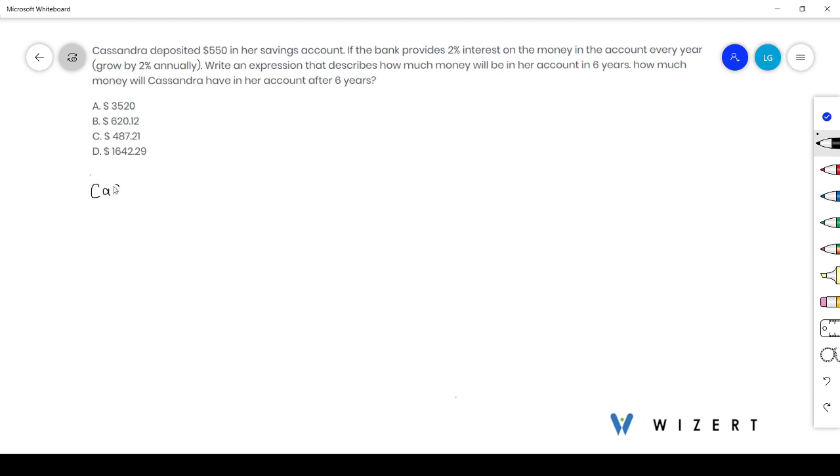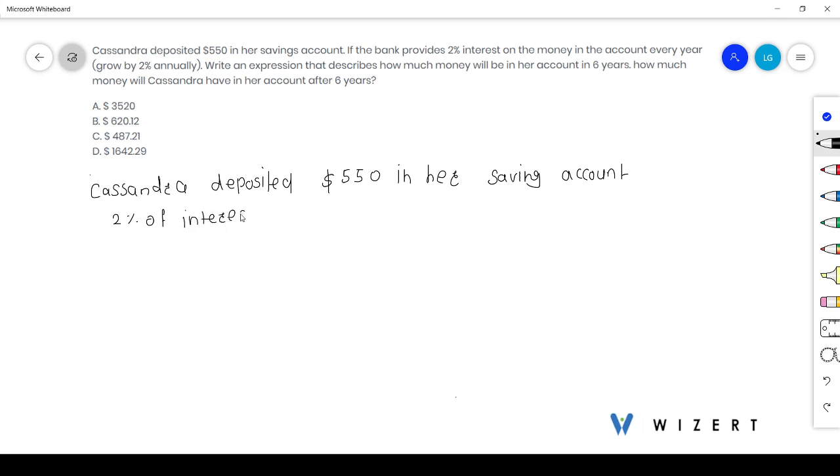Here, we are given that Cassandra deposited $550 in her savings account, and also that there is 2% interest on the money every year.